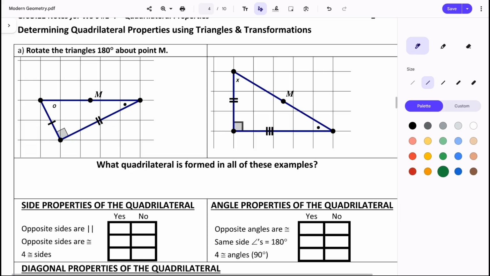So just like what we did yesterday, trace your two triangles there and trace all the markings, all the side markings, all the angle markings, and then you're still doing a 180-degree rotation around that point M. So I want you guys to do that. I'm going to give you like 1 to 2 minutes here to do those two rotations. Make sure you mark everything up, because then we're going to start talking about the shape and what properties it has.